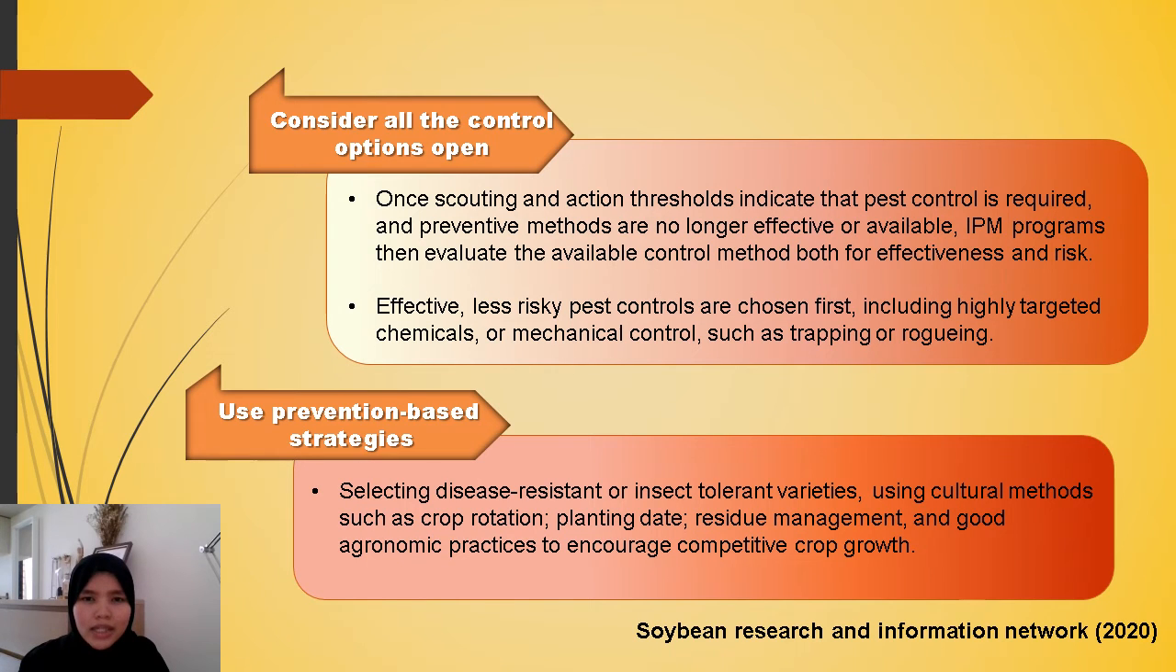Third, once the first and second methods are no longer effective, another low-risk method such as trapping and roguing will be used. And the last one is the cultural method, such as crop rotation or agronomic practices, which must be used to encourage competitive crop growth.